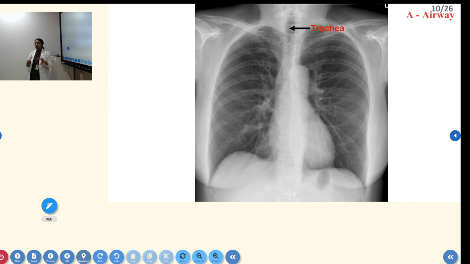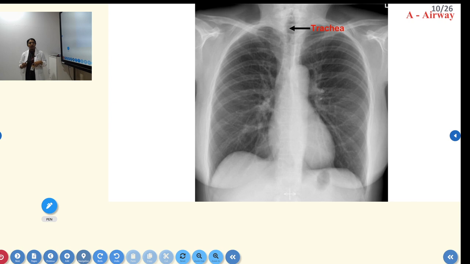Now, to study the viscera of the thorax, we can remember a very simple mnemonic, so that you don't forget anything in the x-ray of the thorax. The mnemonic is A, B, C, D.